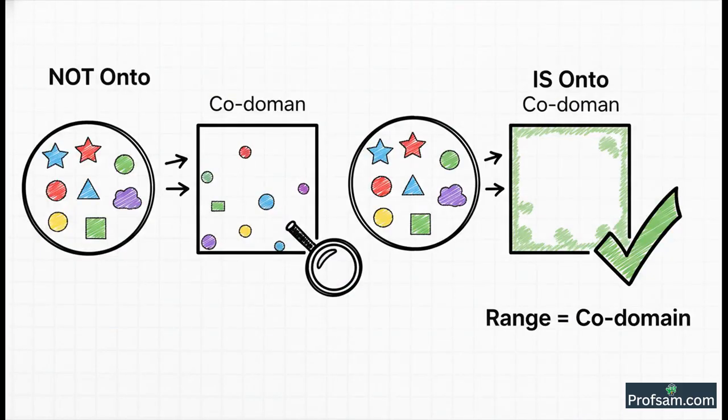Now this is probably the single most important thing to remember for onto functions. You have to check the codomain. This is the number one spot where people make mistakes. For a function to be onto, its range has to be exactly equal to its codomain. They have to match perfectly.